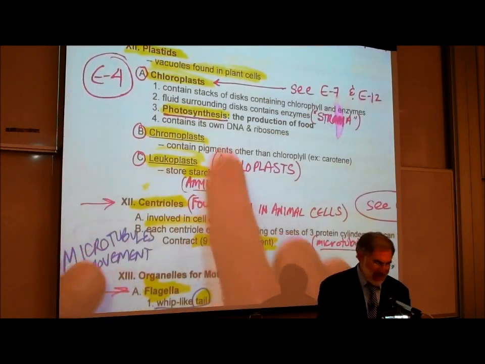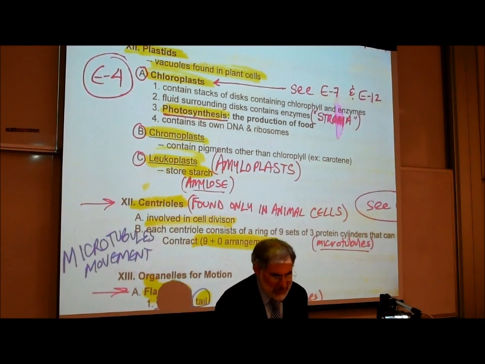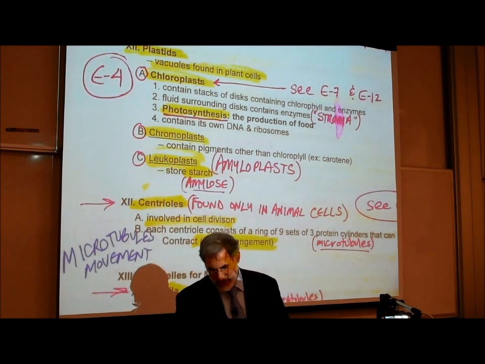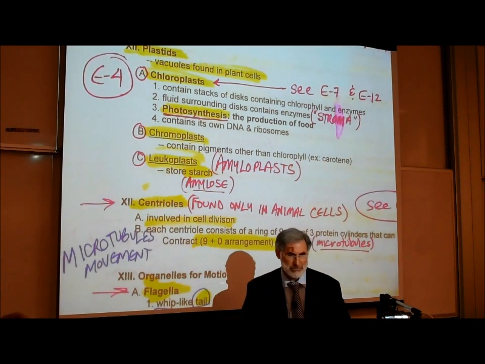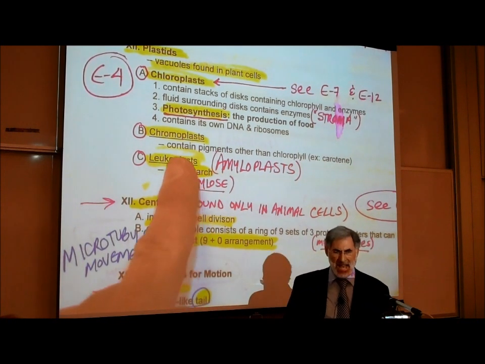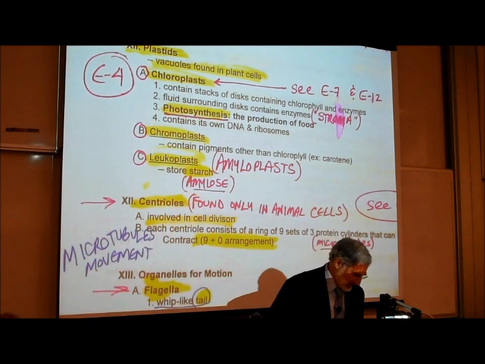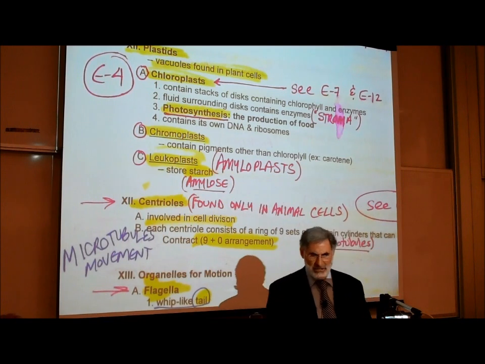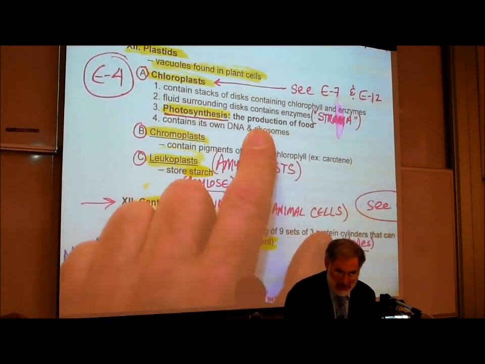Now, what's listed next are plastids. Plastids are sacs or vacuoles that are found only in plant cells. They're found only in plant cells. And there are 3 types of plastids: chloroplasts, chromoplasts, and leucoplasts. Let's start with the first one, chloroplasts, which are the most important of the 3.